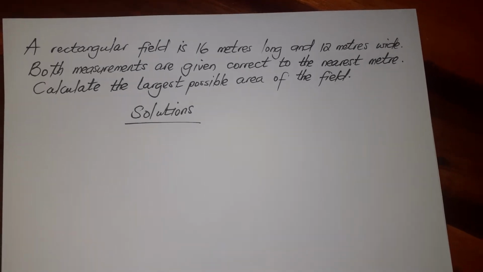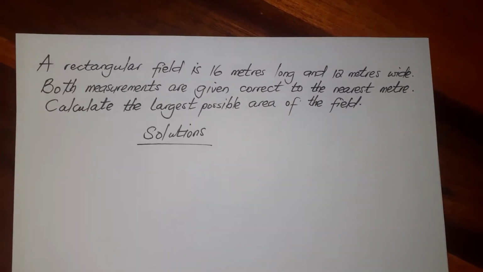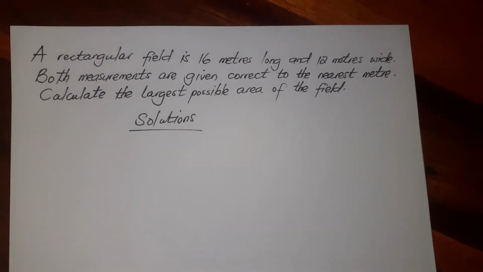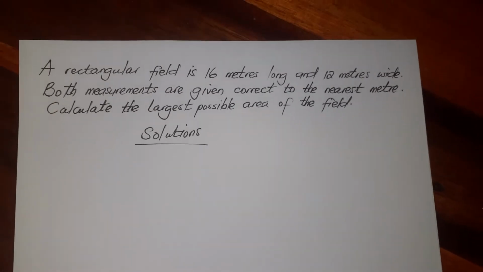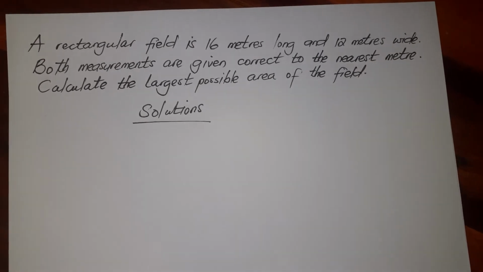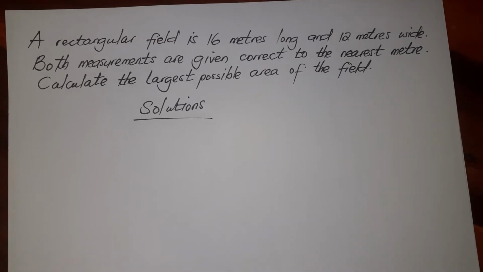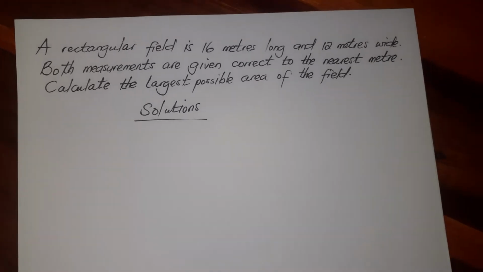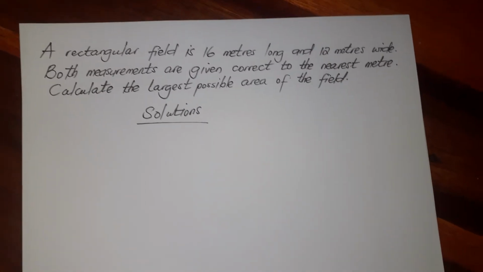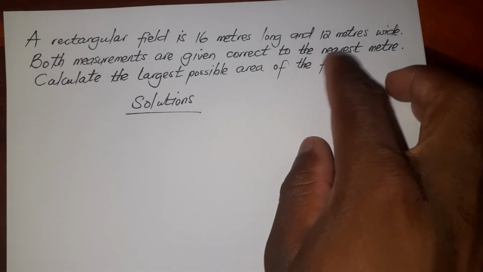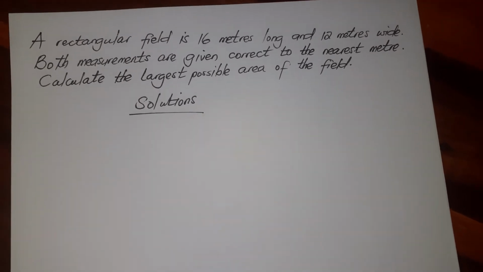Now if you have done limits of accuracy, probably you have an idea about how to solve this question. If you do not know, by the end of this video you'll be able to know how to solve this type of questions. Now to start with, there are certain things that we need to know. Since the question says to the nearest, that already tells us that we are dealing with limits of accuracy. Therefore, the final answer cannot be rounded.